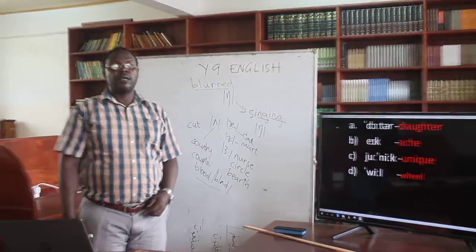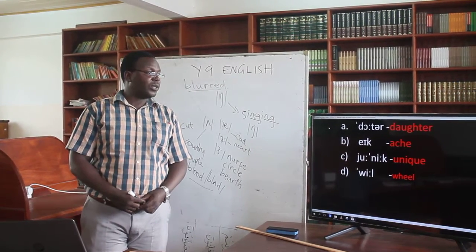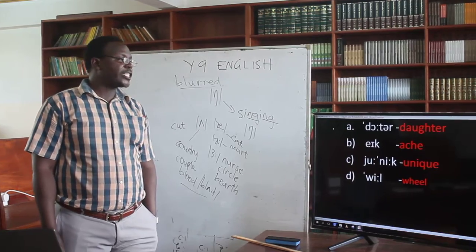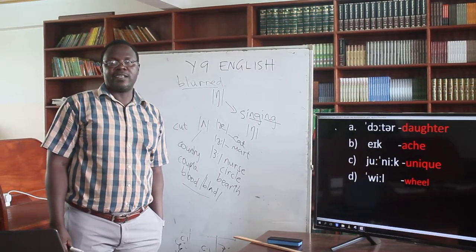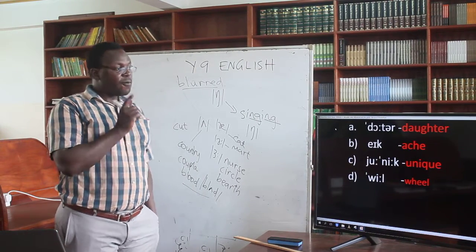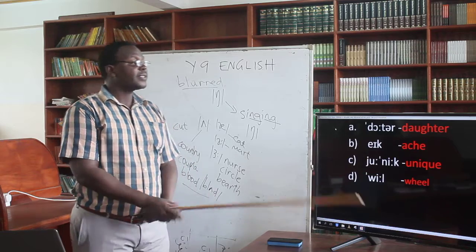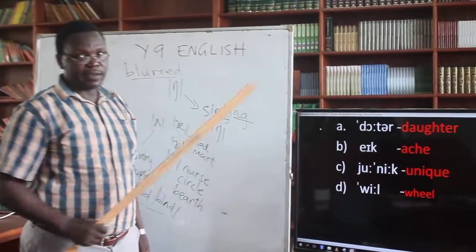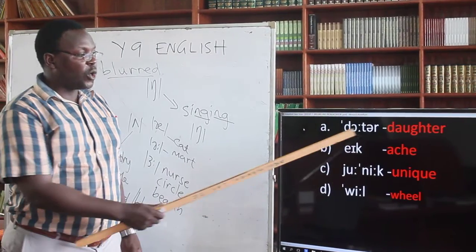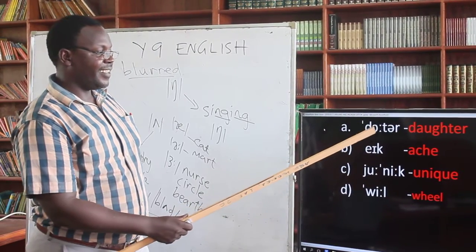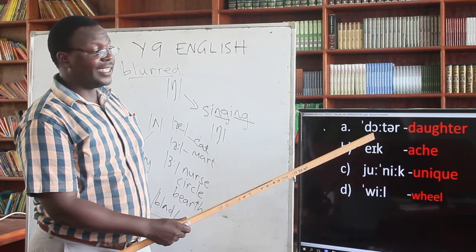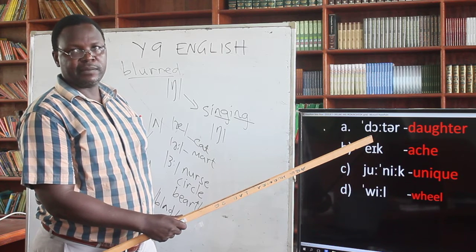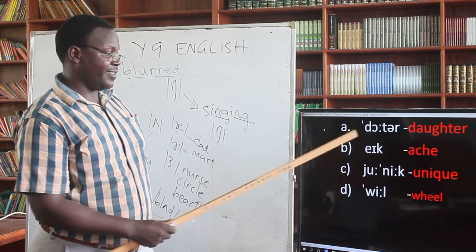Now, let me give you the answers to the words you've been looking at. That word is pronounced as daughter, having the stress fall on letter D. Mark you, there is a long vowel here, daughter. So you can't say it with a short vowel.